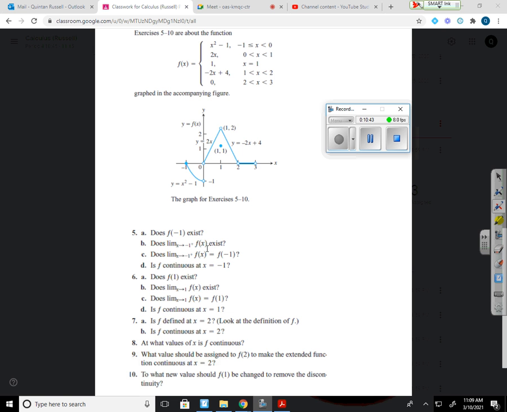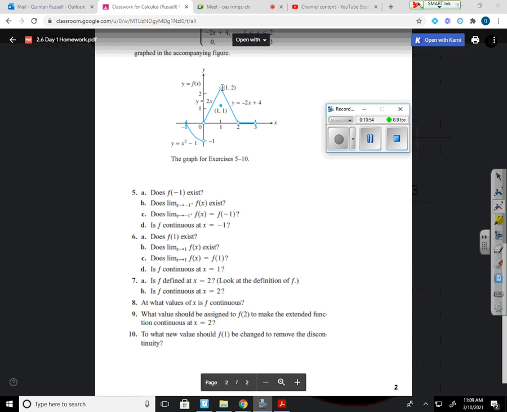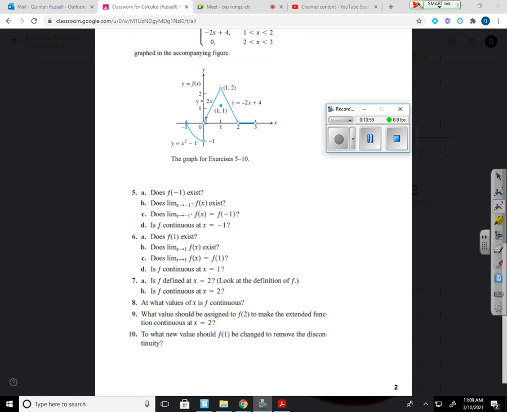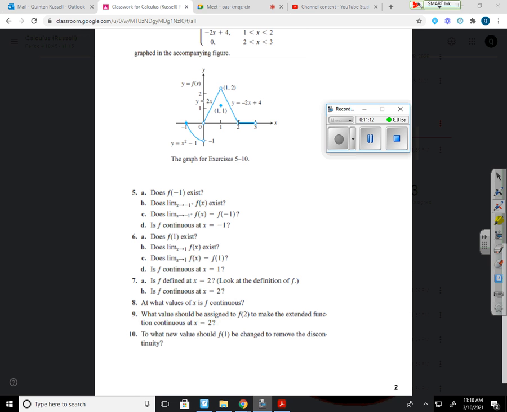At what values of x is f continuous? So f is continuous from -1 to 0, from 0 to 1, and this would be a bracket and then a parenthesis. This one from 0 to 1 is going to be parenthesis and parenthesis. Then it's going to be parenthesis 1, parenthesis 2, and parenthesis 2, parenthesis 3.